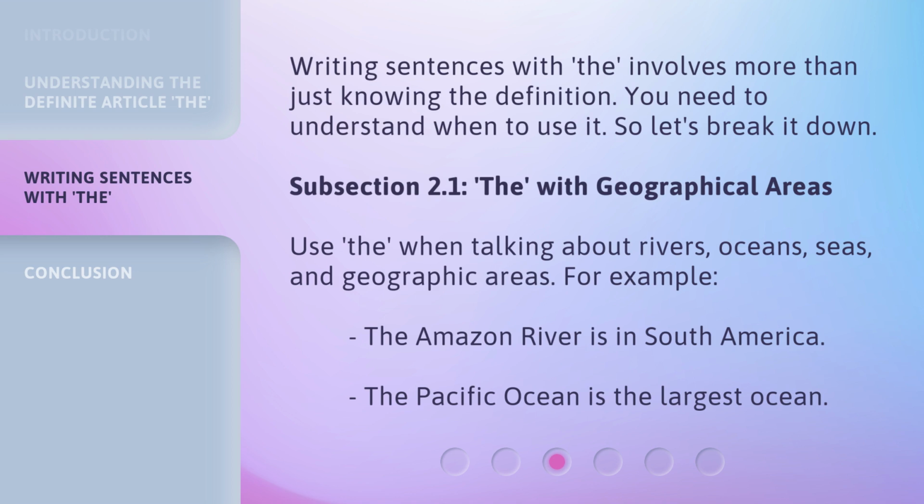Subsection 2.1. The with geographical areas. Use "the" when talking about rivers, oceans, seas, and geographic areas. For example, the Amazon River is in South America. The Pacific Ocean is the largest ocean.